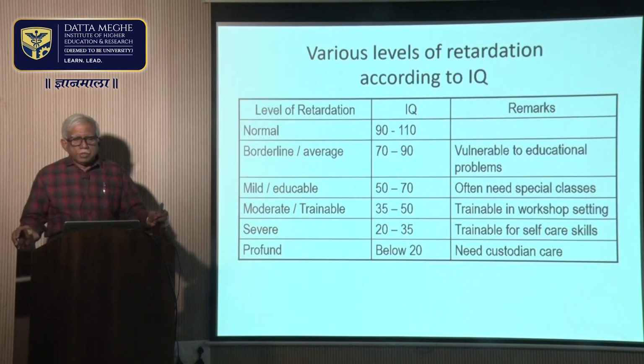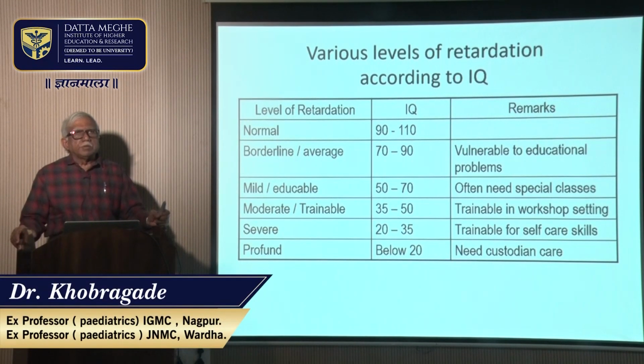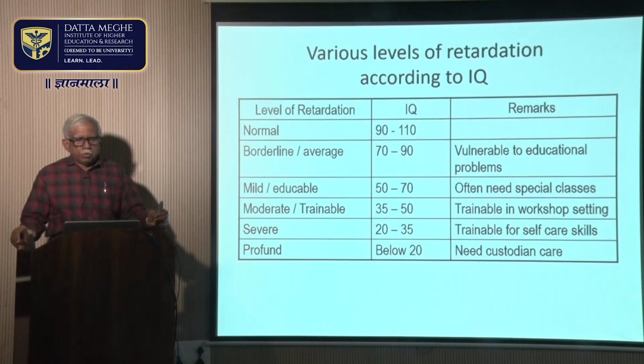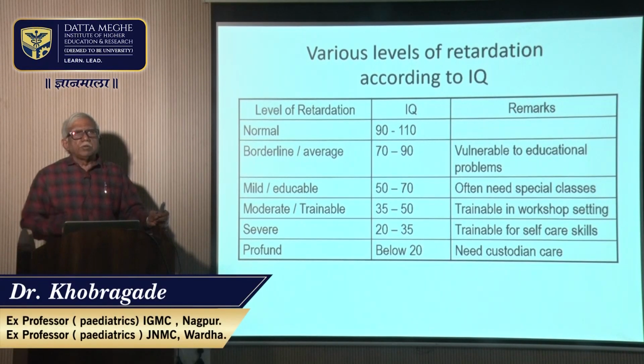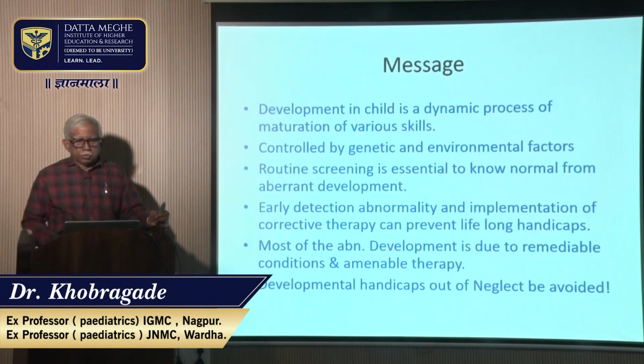One should not go only with the screening test, but should see whether it correlates with the child's development. Depending upon the quotient, they are graded as normal when the quotient is between 90 and 110, borderline when it is 70 to 90, mild or educable 50 to 70, moderate or trainable 35 to 50, severe between 20 and 35, and profound when it is below 20. These are the various ways of grading depending upon the score.